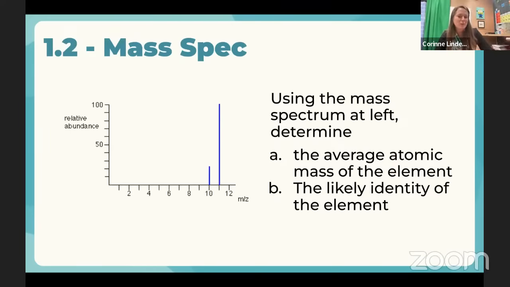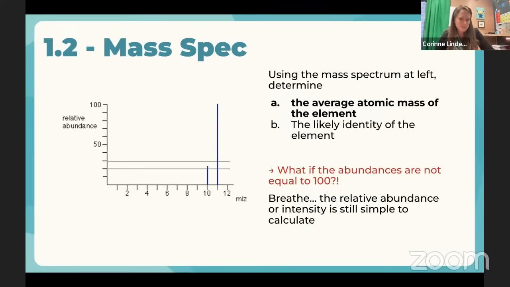Mass spec is another one of those new topics that you saw in Unit 1. I anticipate that you'll either have an FRQ on mass spec or photoelectron spectroscopy. So just know how to read this mass spec diagram. Know that we're looking at the average atomic mass of the element and trying to identify those elements. Let's look at a sample problem.